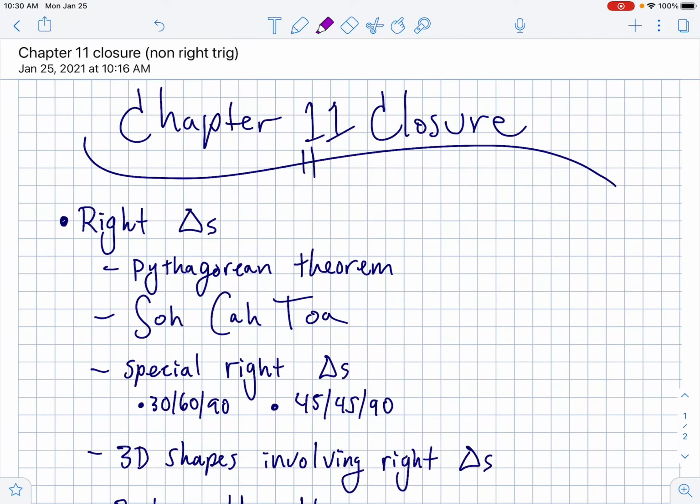All right, IBSL1, we're back to talk about the end of Chapter 11. So Chapter 11 technically had a couple little geometry topics in the beginning of it, but we skipped those and went straight to the good stuff, talking about triangles. So we first started talking about right triangles.